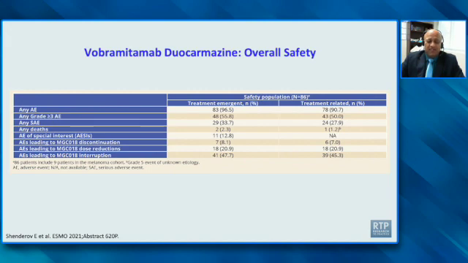And here's the overall safety with vobramitamab duocarmazine in this phase 1 trial. Similar to other ADCs, a high percent of these patients will have adverse events. However, as you can see here, only 7% on this trial, a small number, right, 86 patients in this data set, only 7% needed to be discontinued due to an AE. 20% needed dose reductions, and about 45% didn't need to be interrupted though.